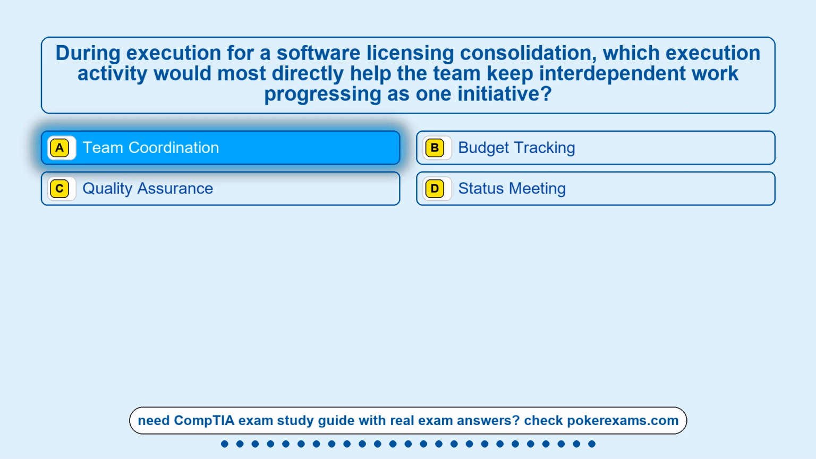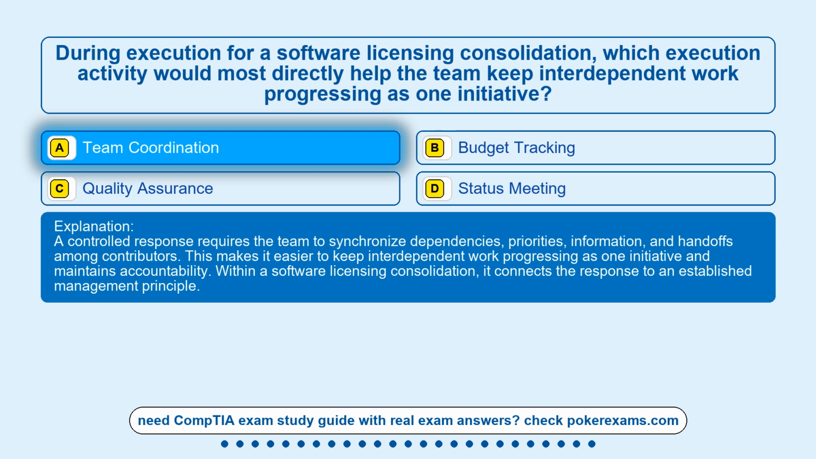Team coordination. A controlled response requires the team to synchronize dependencies, priorities, information, and handoffs among contributors. This makes it easier to keep interdependent work progressing as one initiative and maintains accountability. Within a software licensing consolidation, it connects the response to an established management principle.